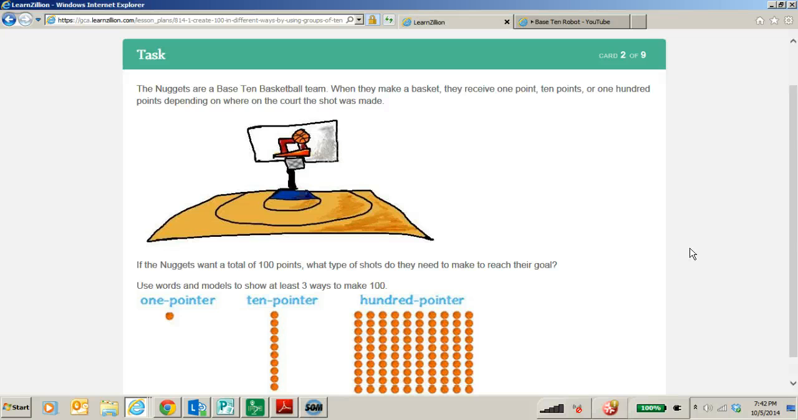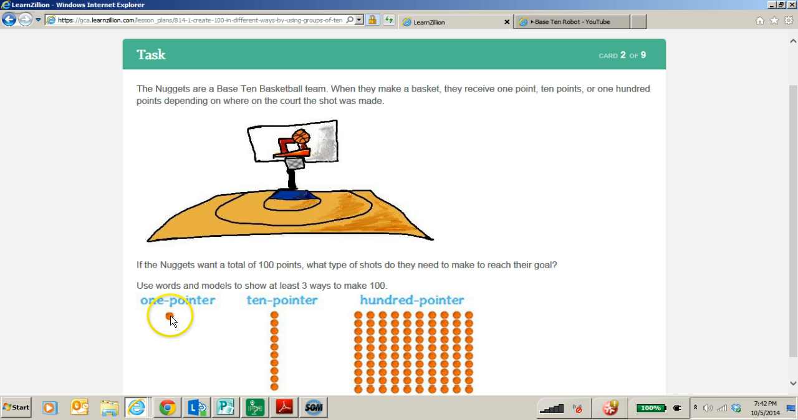It's important to understand place value and the base 10 system and how numbers can be grouped and regrouped and still represent the same amount. So we're going to visit the Nuggets, which are a base 10 basketball team. And when they make a basket, they receive 1 point, 10 points, or 100 points, depending on where on the court the shot was made.